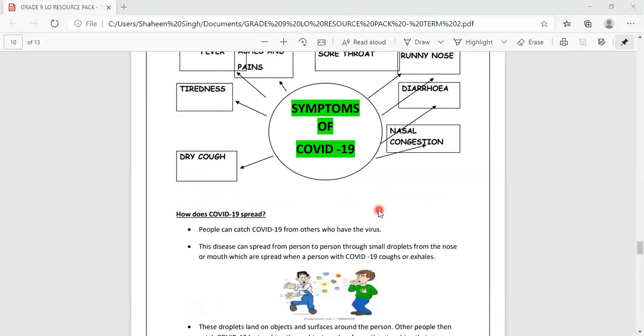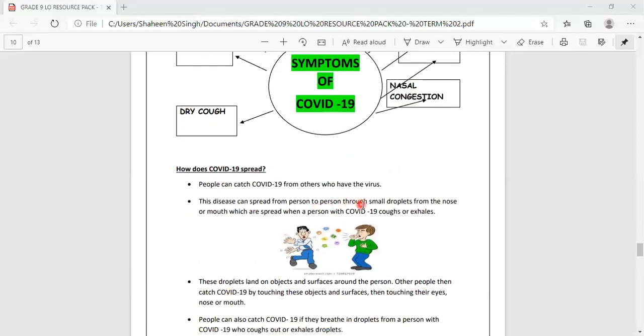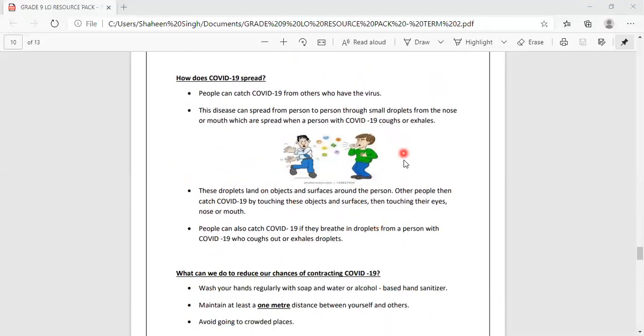Yes, and COVID-19 as a result can be spread from an infected person to another person who is not infected. And it is spread in the form of small droplets from the nose or mouth, which are spread when a person with COVID-19 coughs or exhales, as you can see in our picture. These droplets can also land on surfaces and objects around the person.